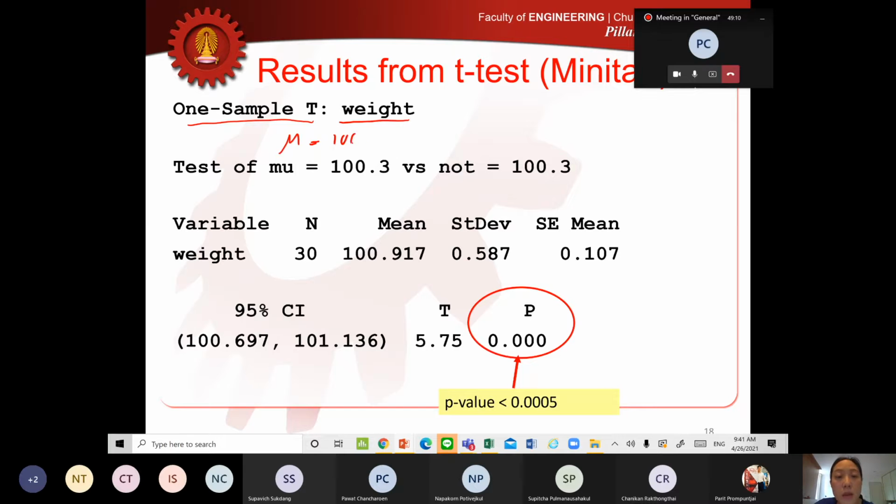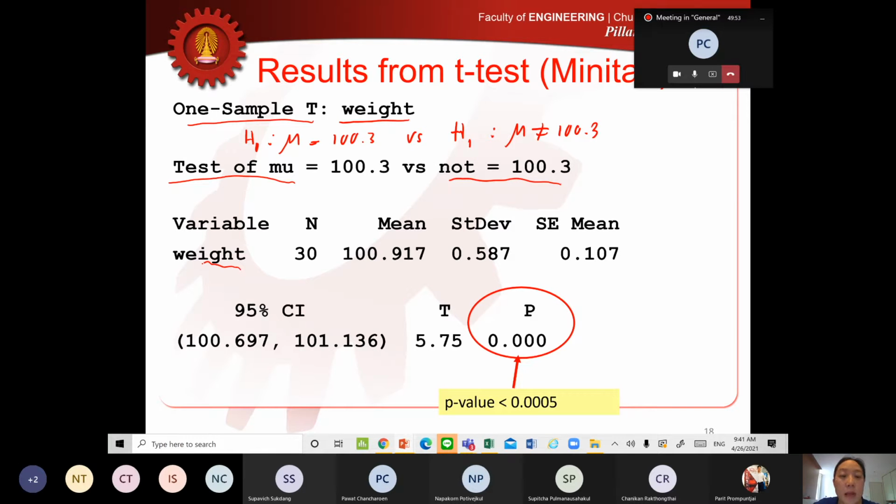Mu equal to this master part. This is H0, versus H1, which is mu not equal to this true value. In Minitab, it won't write down H0 and H1 for you, but it will say test of mu equal to 100.3. So you have to know that this is the null hypothesis, and this is the alternative hypothesis. I will talk about this a little bit so that in the workshop you can practice it by yourself. So in Minitab, it will give you the t-test result like this.